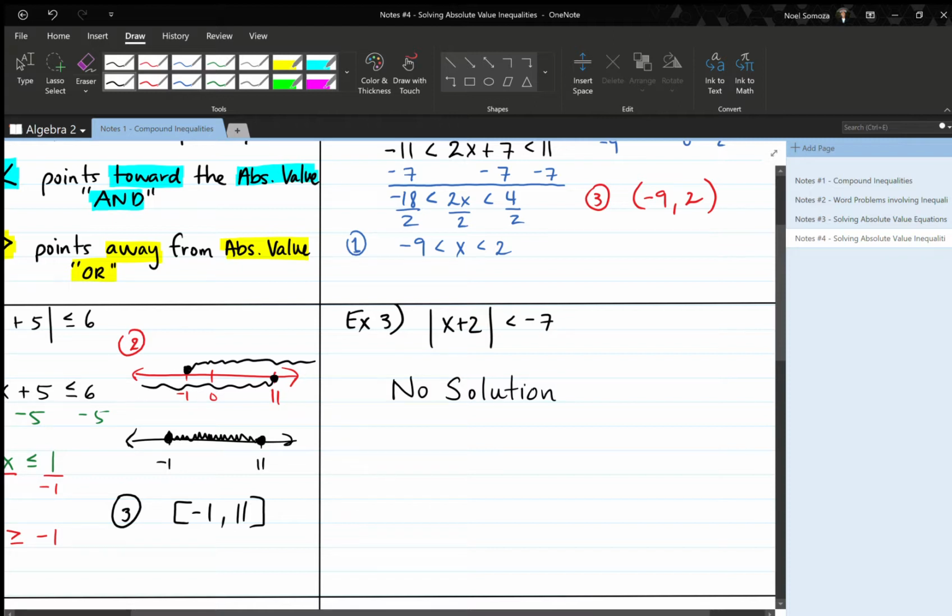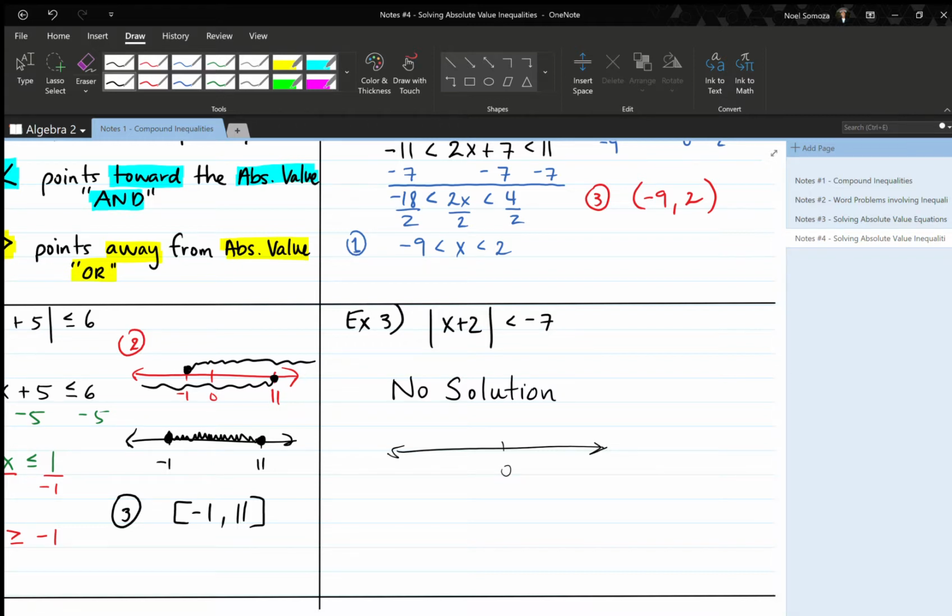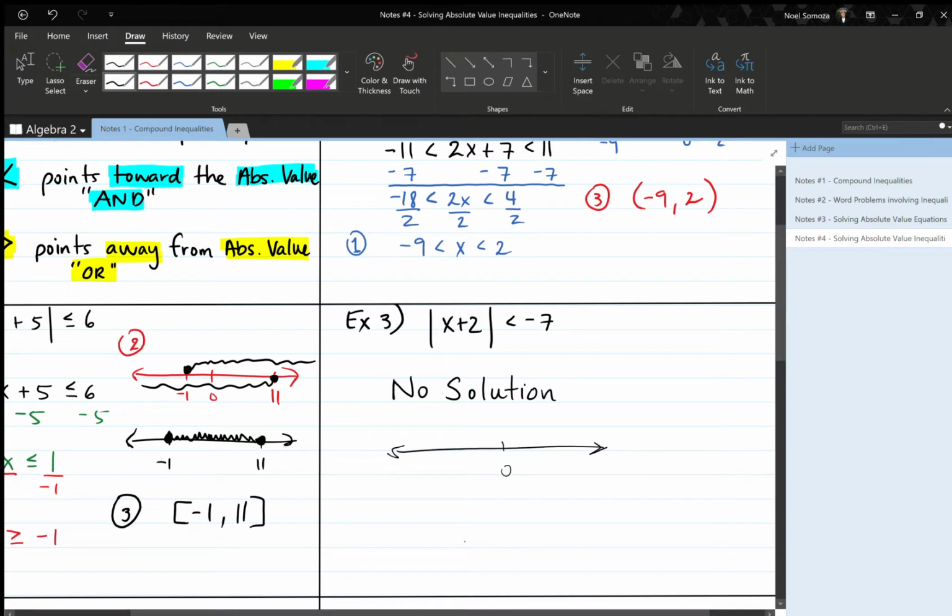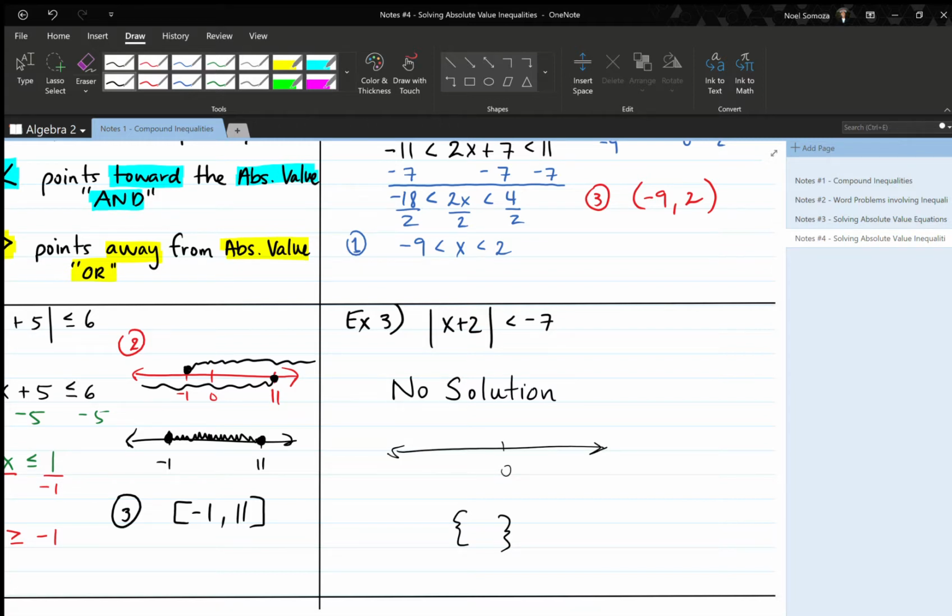On the graph, nothing gets filled in, right? Because there's no solution, no possible x values that could make that work. And there's something called, I'm trying to think back to my college days, there is something that you write in terms of an interval when there is no solution. I think it's an empty set. I think it looks something like this. It's a set with nothing inside. It's an empty set.